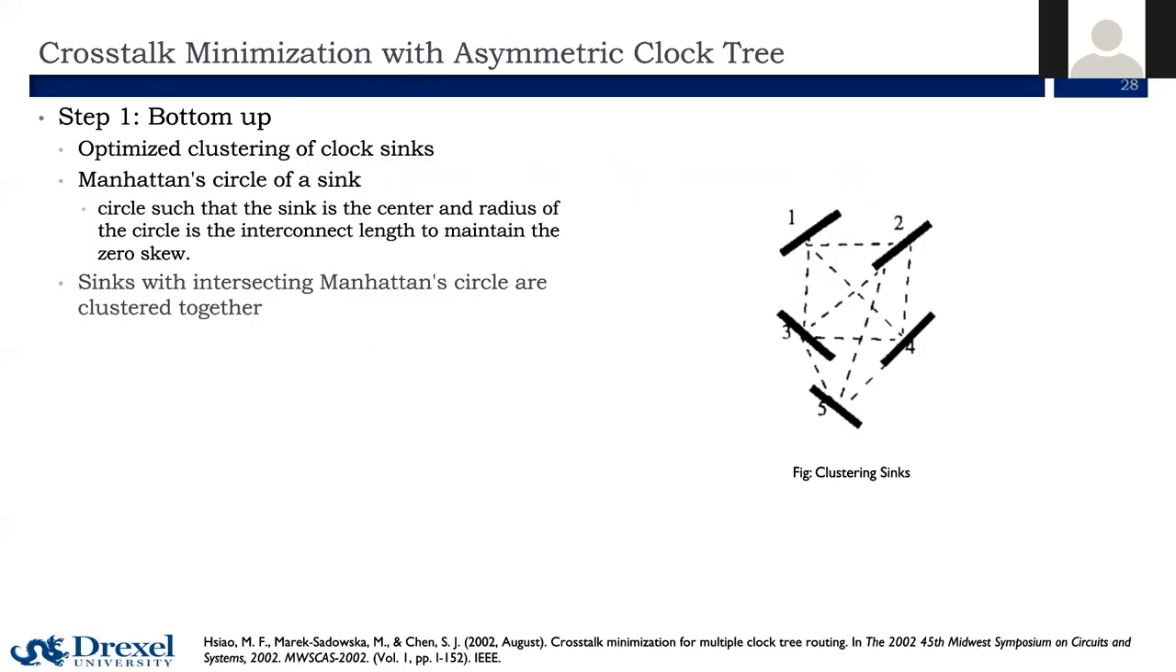For an asymmetric topology, we can use a two-step method where we first cluster clock sinks for optimal skew. We use a Manhattan circle, which is a circle such that the sink in question is the center and the radius is the interconnect length, which maintains zero skew. The circle is laid out for each sink, and all sinks whose circles intersect each other are clustered together.